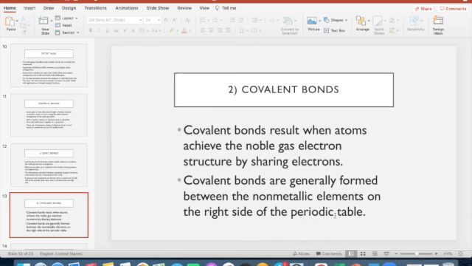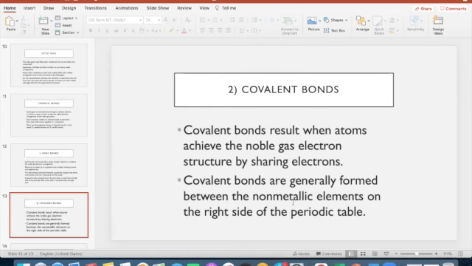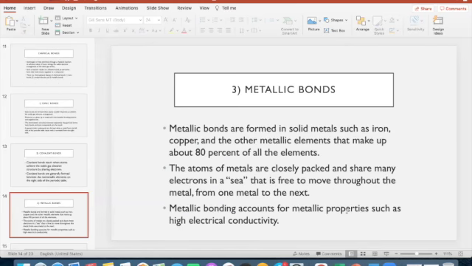All right, so ionic comes from a metal from the left side of the periodic table and a non-metal from the right side of the periodic table. For covalent, this is generally all non-metal materials. So these are the elements from the right side of the periodic table. And then last but not least, you have your metallic bonds. So these are your metals.